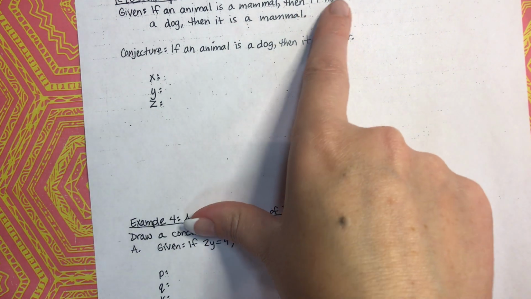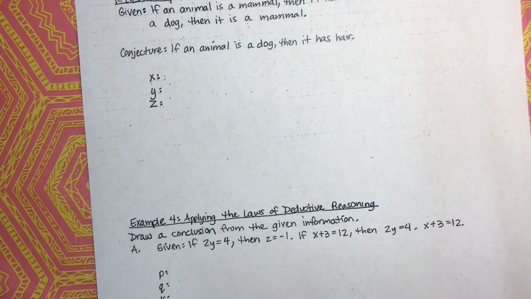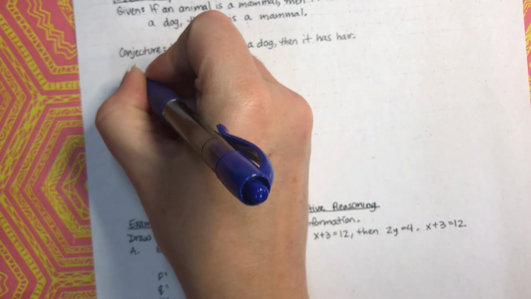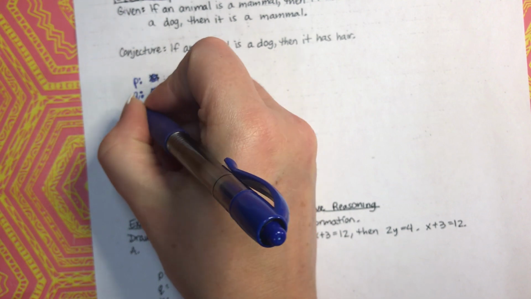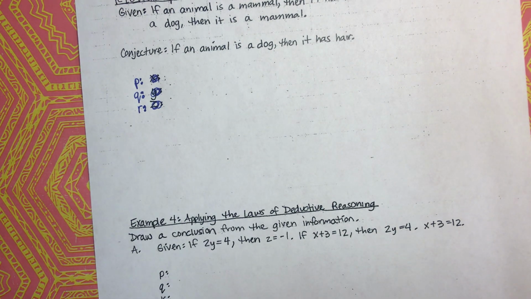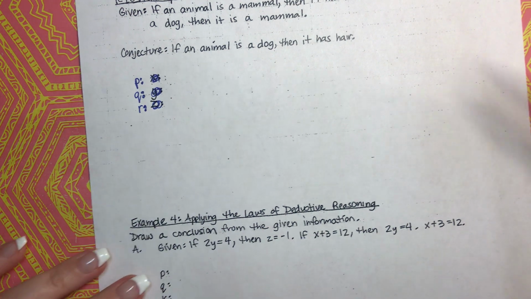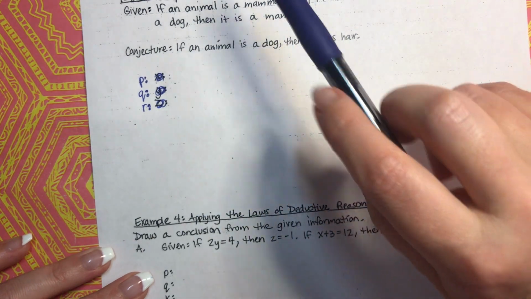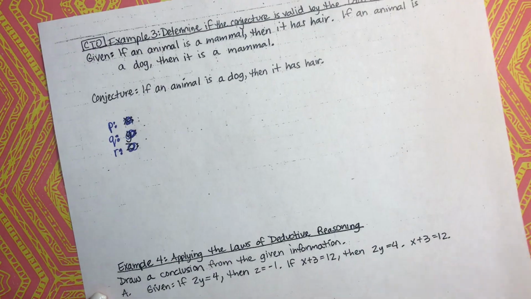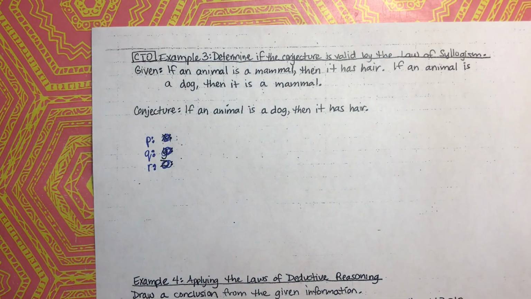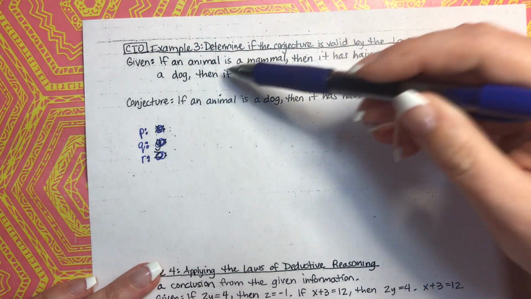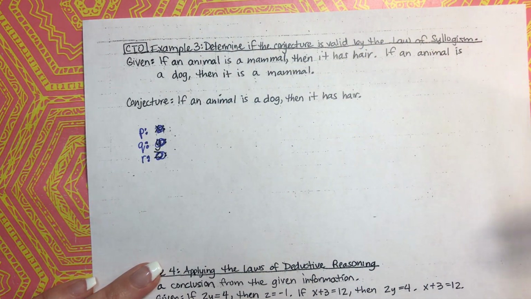It says, determine if the conjecture is valid by the law of syllogism. And this is X, Y, and Z, and I just want you to cross that out. And we're going to make this P, Q, and R. All right? So it says, if an animal is a mammal, then it has hair. If an animal is a dog, then it is a mammal. Can you see that? Okay, now you can. If an animal is a mammal, then it has hair. If an animal is a dog, then it is a mammal. If an animal is a dog, then it has hair. Okay, perfect.